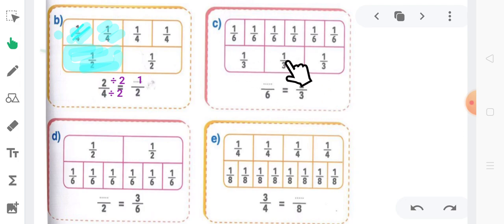Okay, so I'm gonna color 2/3. See how many equivalent fractions? This is 1, 2, 3, and the 4. 4/6. This is 1, 2, 3, and the 4. So 2/3 is equivalent to 4/6. How can we get it?